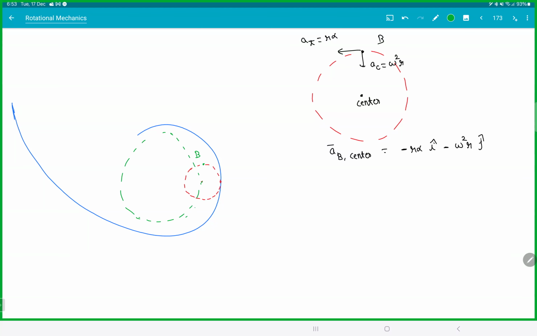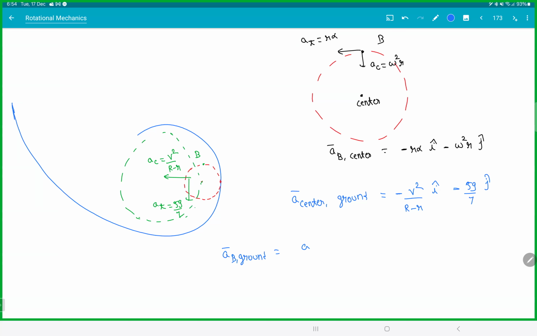The observer at the center of the sphere will think B is going in a circle, non-uniform circular motion, but your center itself is going in another circle. So acceleration of the center with respect to the ground will have again two accelerations. This will have a centripetal, which is V square by R minus R, and this will be a tangential, which is 5G by 7, which we just calculated. So this would be minus V square by R minus R I cap minus 5G by 7 J cap. There. So acceleration of B with respect to ground, you cannot do directly.